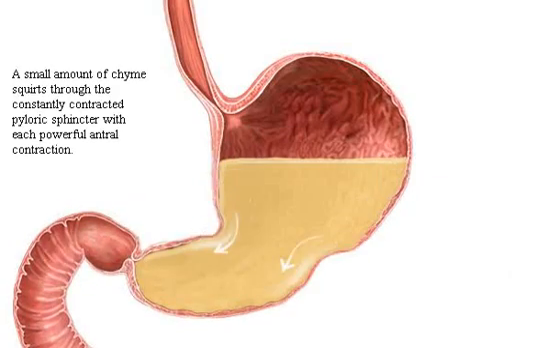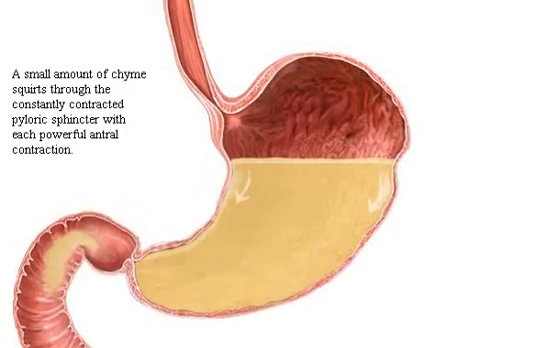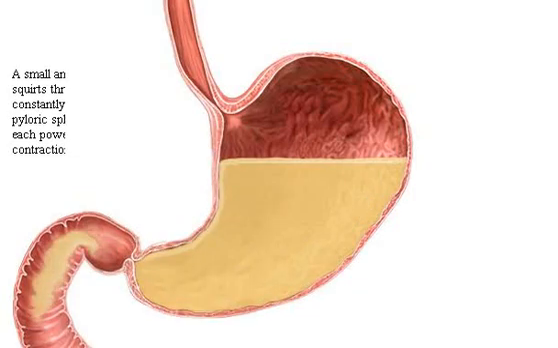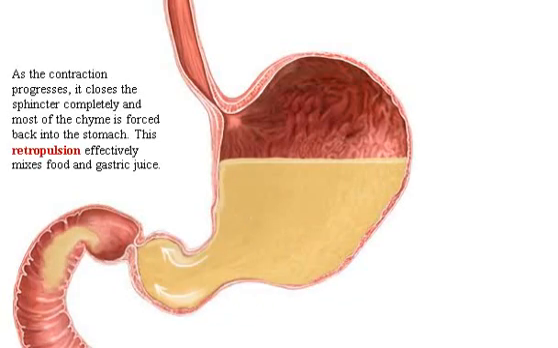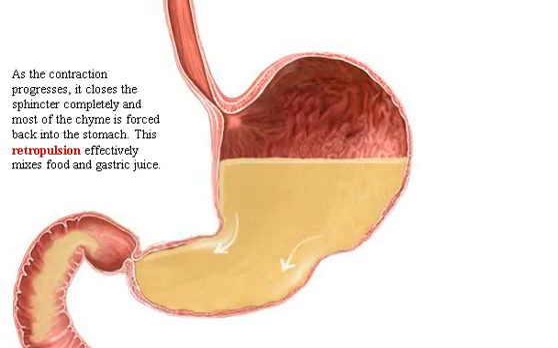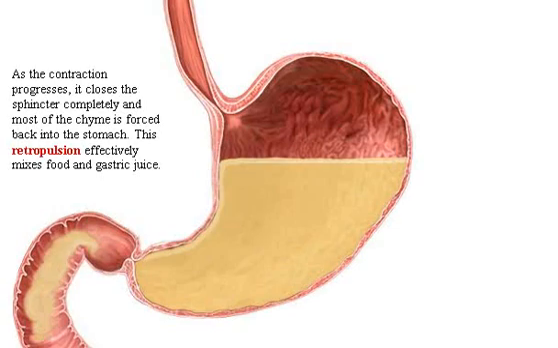A small amount of chyme squirts through the constantly contracted pyloric sphincter with each powerful antral contraction. As the contraction progresses, it closes the sphincter completely, and most of the chyme is forced back into the stomach. This retropulsion effectively mixes food and gastric juice.